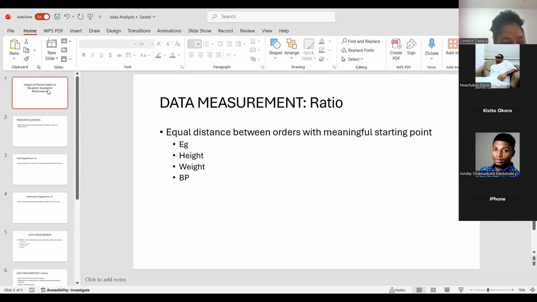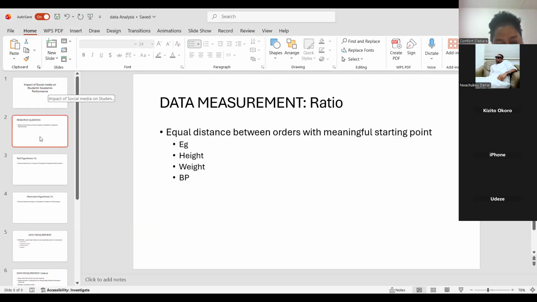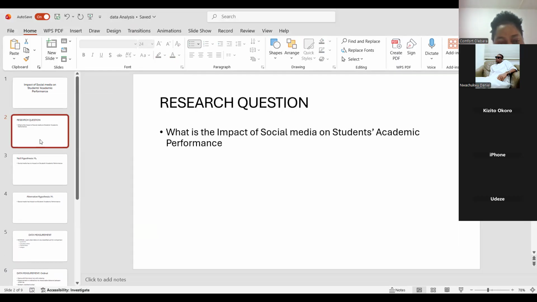So what I have now is what we've done already. This is the impact of social media on students' academic performance. So we talked about the research question, which is adding a keyword that turns your topic into a question. And we have here, from impact of social media on students' academic performance.